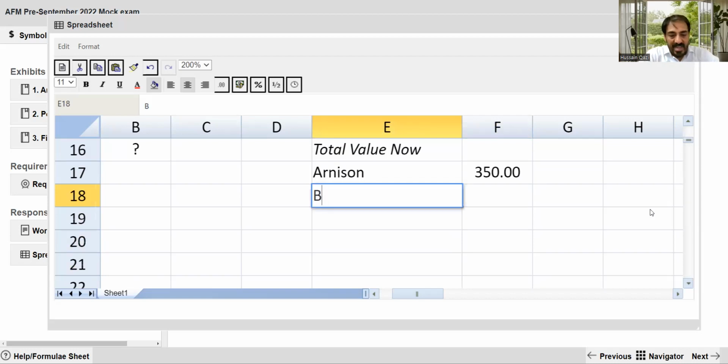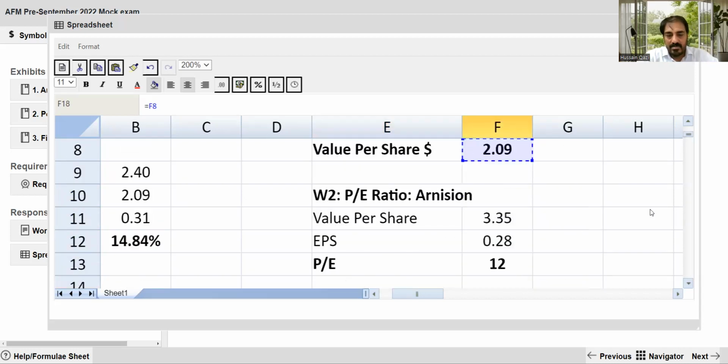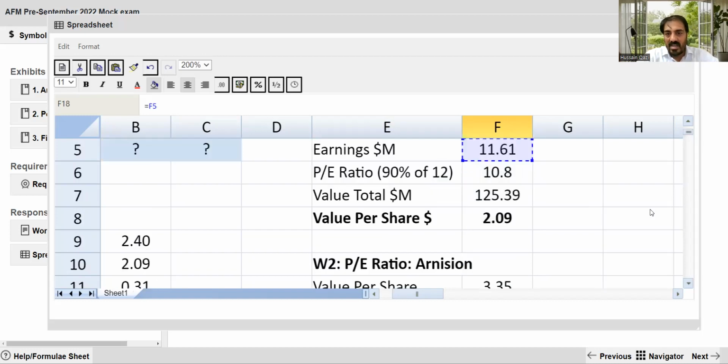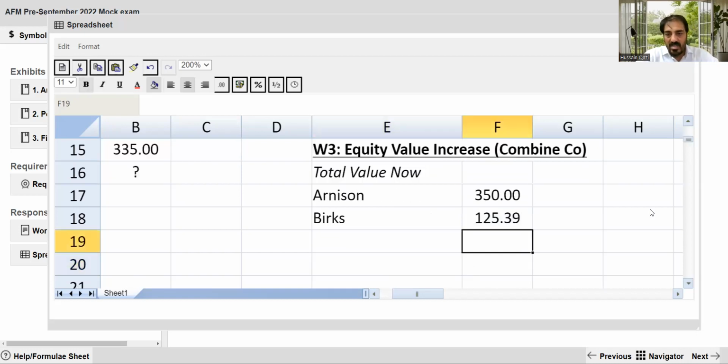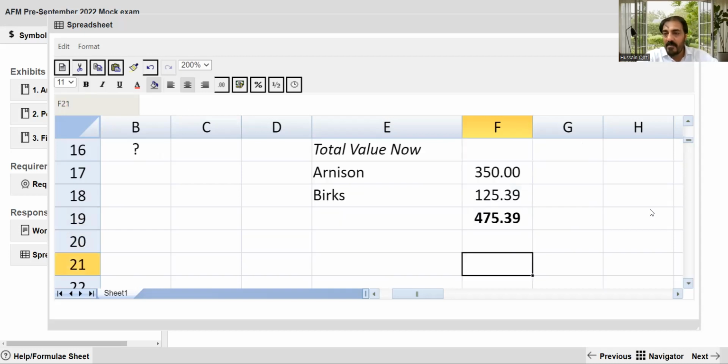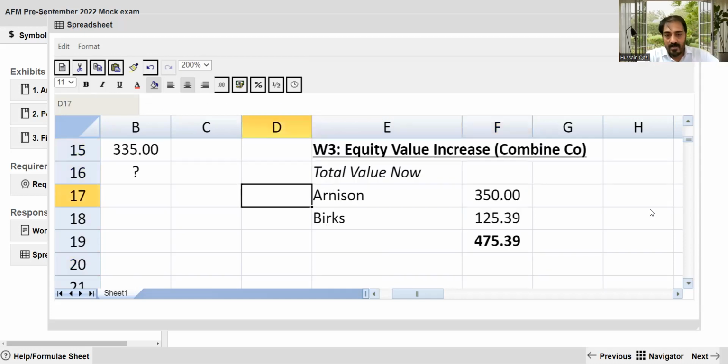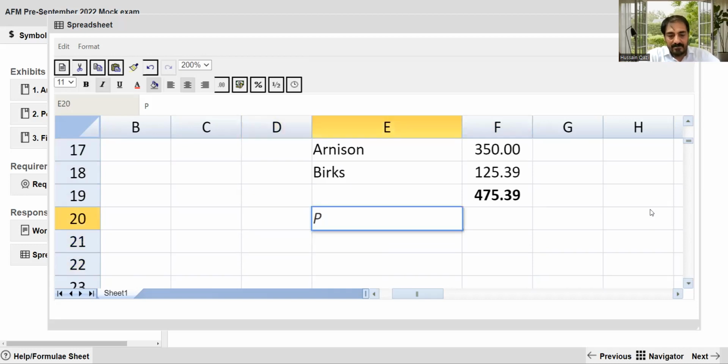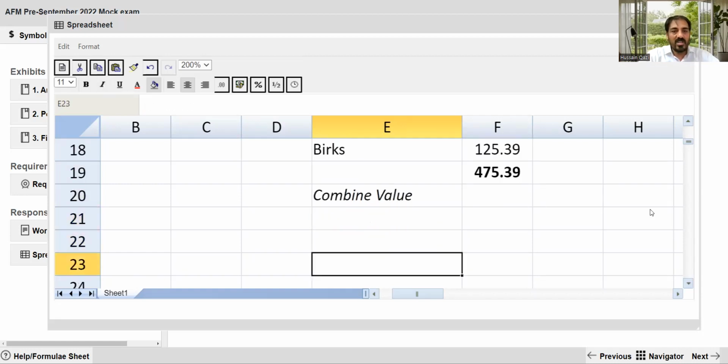Number two, what is the Bricks value if they are working independently? You calculated here 125.39. So now how much is the total value? 475.39. That's the total value if they are working independently. Now, what about the combined value?